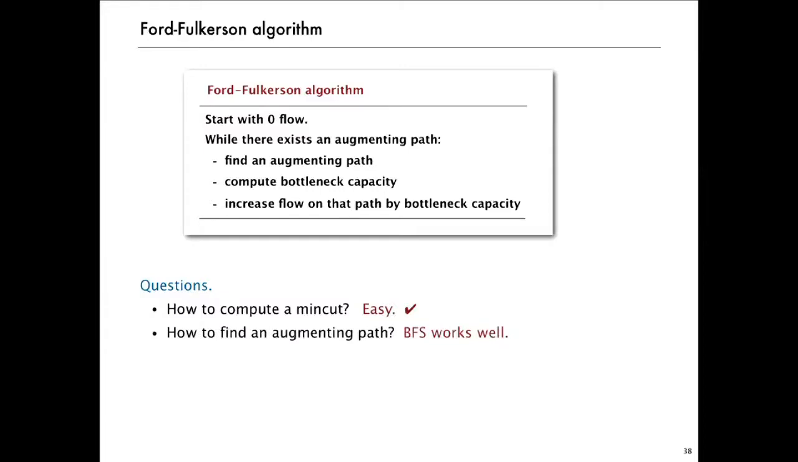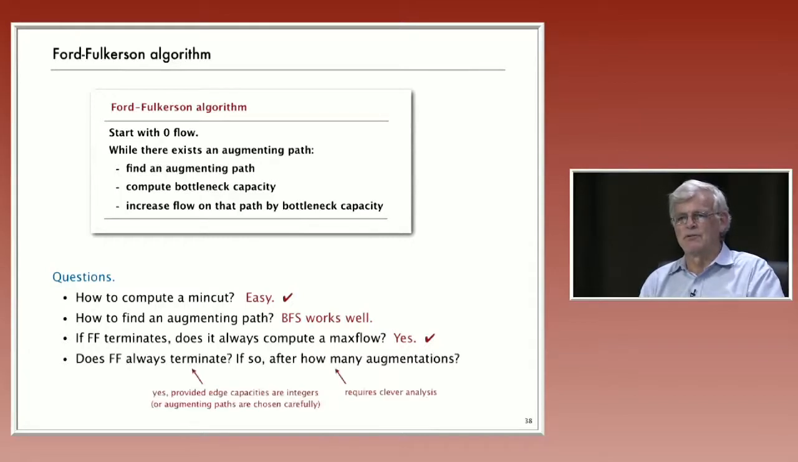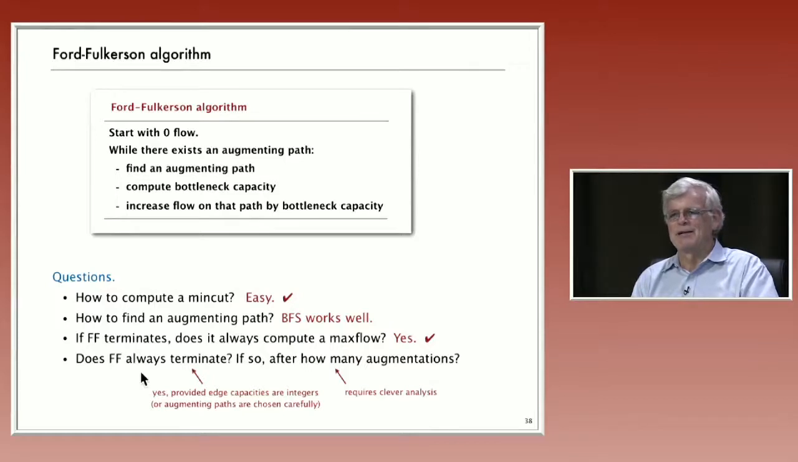Find an augmenting path. Well, there's lots of ways to find an augmenting path. Any graph search is going to work. So let's just start with BFS, for example. If forward focusing terminates, that means there's no augmenting path. Does it always compute a max flow? Yes, we showed that. That's if it terminates. Does it always terminate? Does it oscillate back and forth?